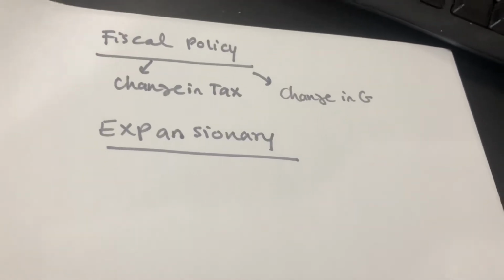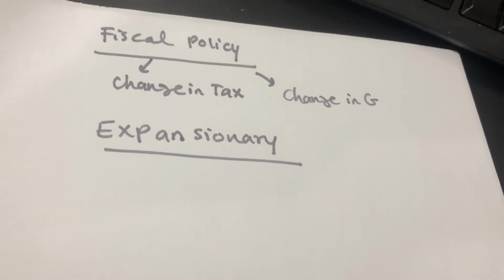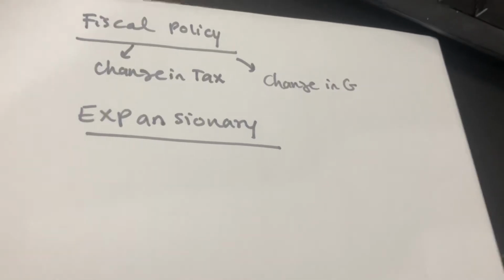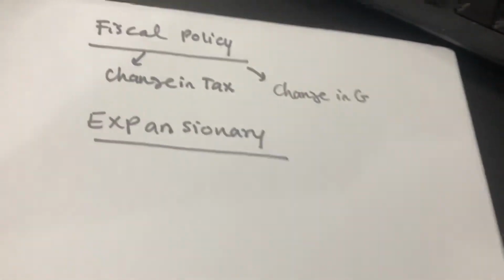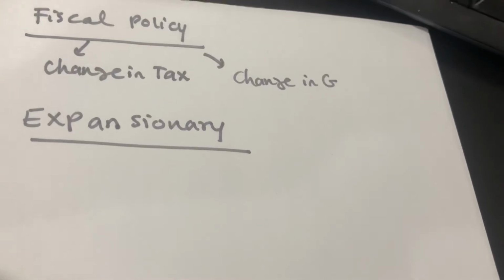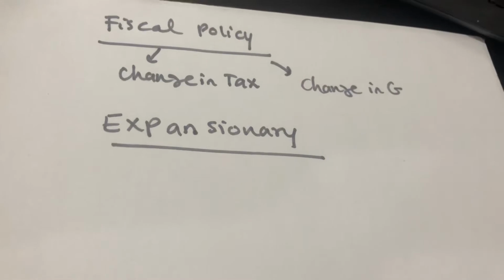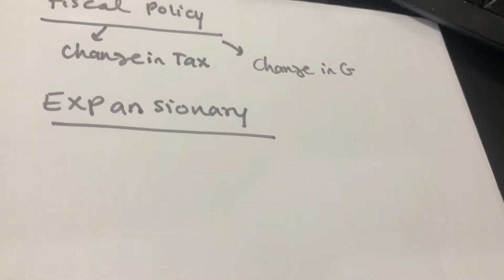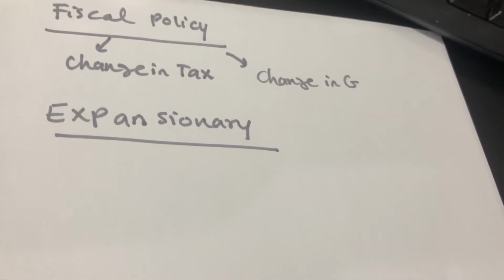Just as a reminder, remember that fiscal policy is nothing but the change in the tax or change in the government spending, or G. So I'm going to explain expansionary fiscal policy here, but you can also think about the other type, which is contractionary fiscal policy, which is exactly the opposite of expansionary fiscal policy. As I explained in the previous video, expansionary fiscal policy is designed basically to increase the aggregate demand, and the government actually implements expansionary fiscal policy whenever we have recession.